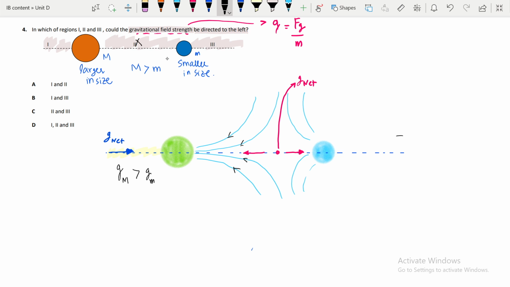But what about region 3? In region 3, at all points, the gravitational field strength is towards the left, because in that case the net G is equal to the sum of these two, as both fields are in the same direction. So if they are asking where it could be towards the left, we do not have any option other than just region 3. So on this basis we can say that it's C.